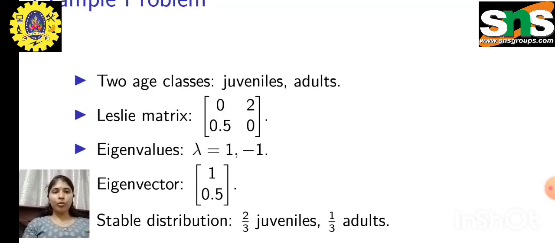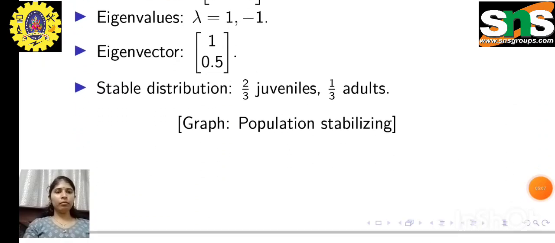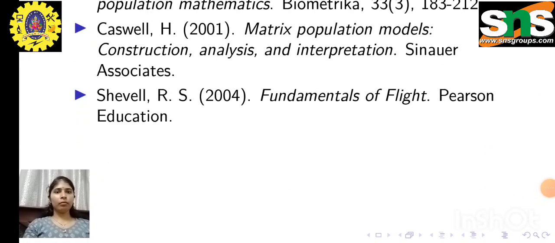Next, to find the stable distribution, when we apply this to the population rate, we will get 2 by 3 as juveniles and 1 by 3 as adults. Thank you.